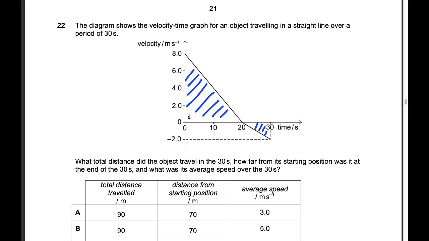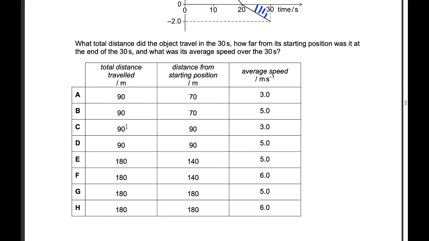Okay, so when you're talking about distance, you're talking about a scalar number. So if we do that, it's going to be 8 times 20 divided by 2, so that will be an area of 80 under there, 80 meters. And this one will be 10 is the base times 2, which is sort of the height, and then divided by 2, so it's just going to be 10. So the total distance is going to be 90, which is one of these options here.